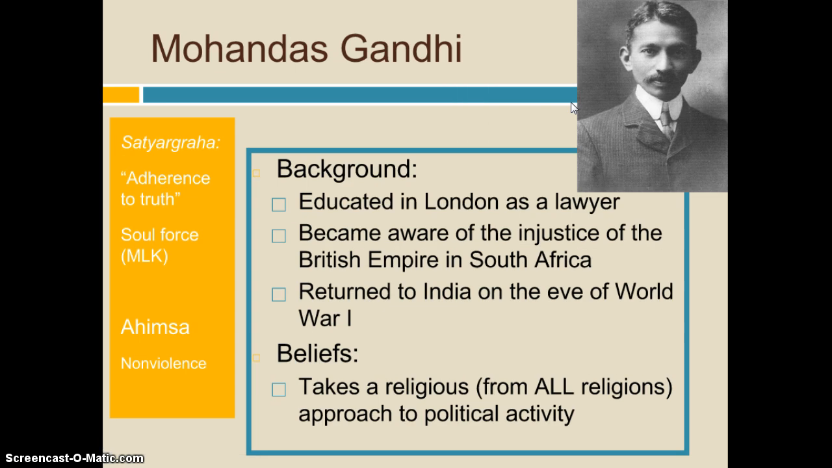So here is some background on Gandhi, just as a review, but I wanted to highlight once again that he takes a religious approach to political activity. And if you recall, throughout the film, he alludes to all religions: Islam, Christianity, Hinduism, Jainism. He kind of invents his own word here, which I won't butcher by trying to say, adherence to truth. And this is what is inside you that helps motivate you to do the right thing, even against overwhelming odds.